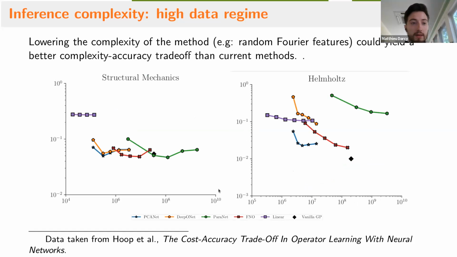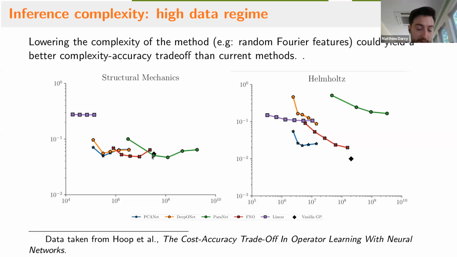There's one notable example I'd like to mention where our method doesn't beat neural networks in terms of cost-accuracy trade-off, which is this example in structural mechanics. You can find it in our paper, but also in this cost-accuracy trade-off paper. In this case, we are fairly accurate. In terms of accuracy, we're comparable to all neural network methods. But in terms of cost, we're in the higher cost domain.